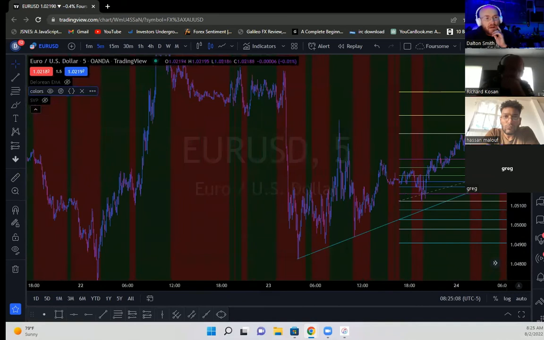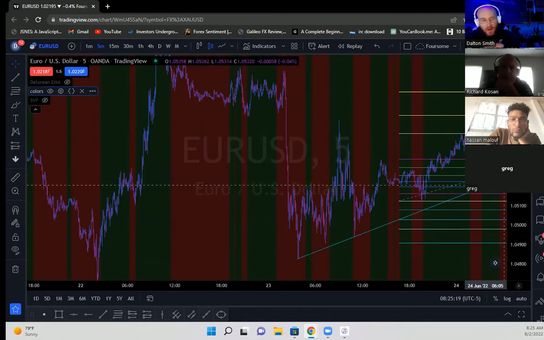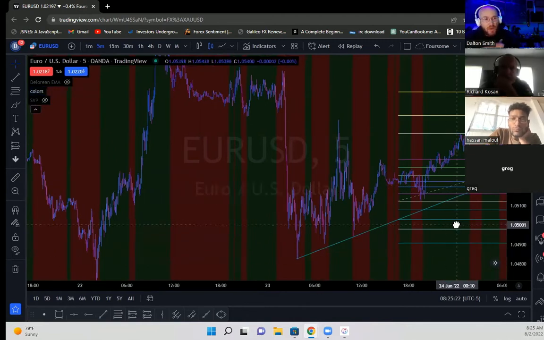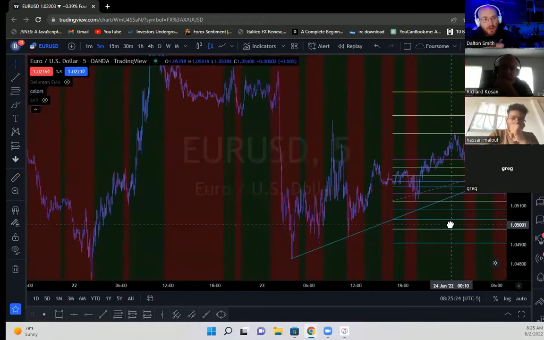You see here, it bounced off of the 78, but colors says that we're still in a sell. Red is sell, green is buy. So I'm not going to take this trade yet because colors is telling me we're not in a buy yet. So I would continue to wait till colors turned green.